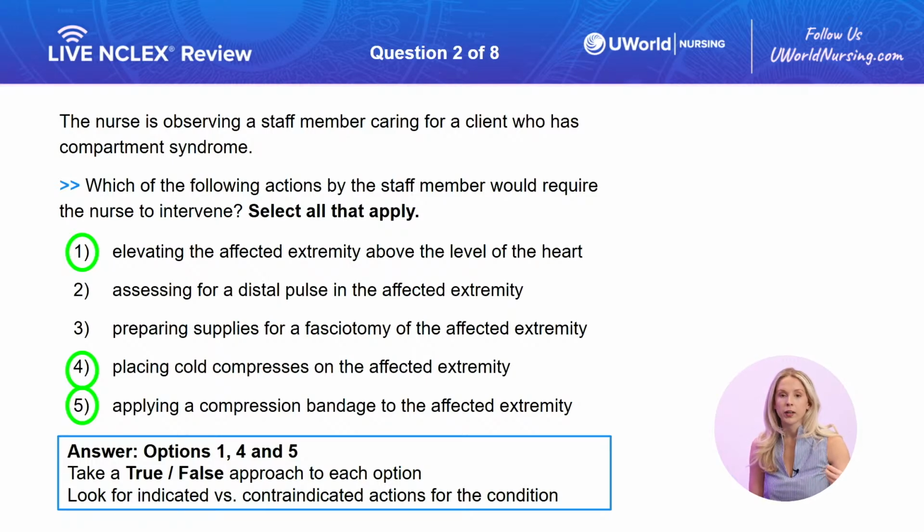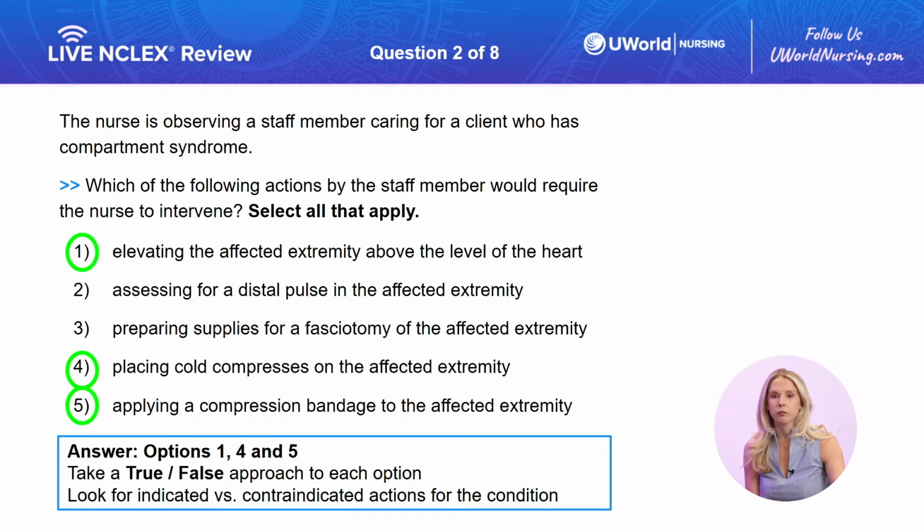Same thing, we want to avoid cold application as in option number 4 because this further vasoconstricts, which is going to decrease the blood flow, and we're trying to restore and maintain perfusion. Option 5, also incorrect. Compartment syndrome can be caused by overly restrictive compression bandages. We're trying to avoid direct pressure and relieve that pressure. So in this case, this can further limit blood flow. So it would also be an incorrect action. So 1, 4, and 5 are incorrect. 2 and 3 are correct actions, therefore they don't require follow-up.